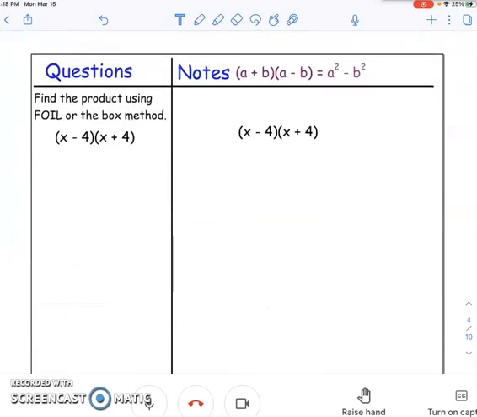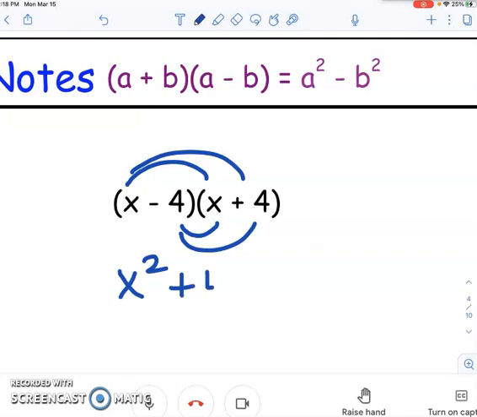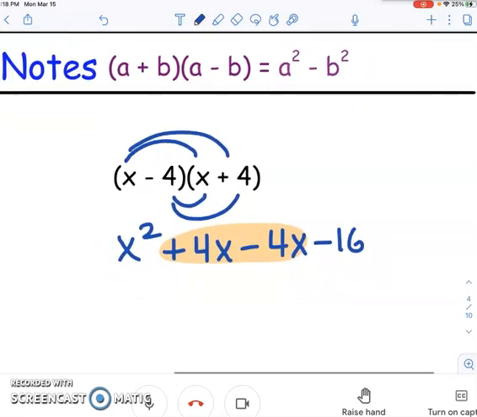All right, so the first one says find the product using FOIL or the box method. So we're just going to use FOIL. x times x is x squared. x times 4 is 4x. Negative 4 times x is negative 4x. And negative 4 times 4 is negative 16. So what happens when we multiply these together is these like terms in the middle, positive 4x and negative 4x, are opposites, so they actually cancel out, leaving us with just x squared minus 16.